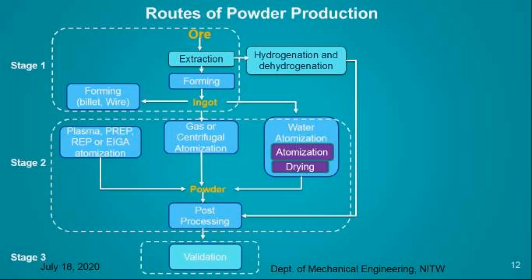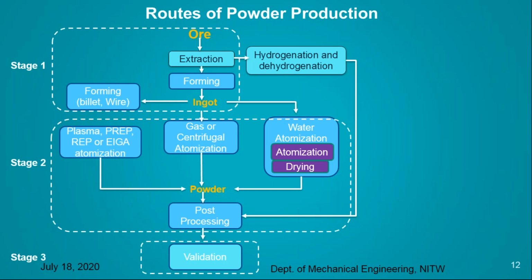You can see the routes of powder production. Means when I am talking about these three major steps: selection of the powders, the importance of the powder, and the routes of the powder production. Before producing the powder, we must extract the ore, and then we form by hydrogenation or dehydrogenation, or direct extraction, and then we go for the post processing of the powder particles, and then we evaluate whether it is suitable or not.